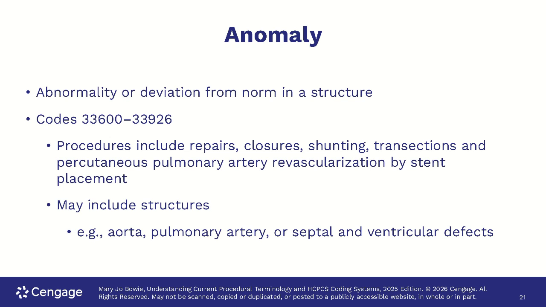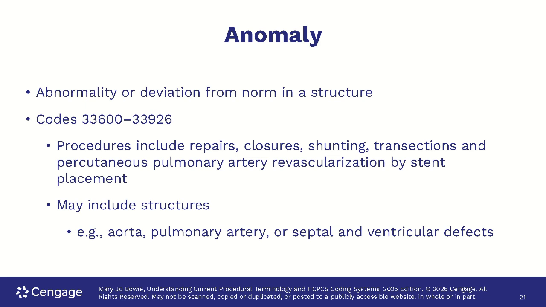All right. You have next up codes for anomalies, and these are procedures that are designed to correct a heart anomaly. An anomaly is an abnormality or a deviation from the normal structure. Okay. In this particular area, you have procedures for repairs, closures, shunting procedures, transections, and other complex procedures on the heart.